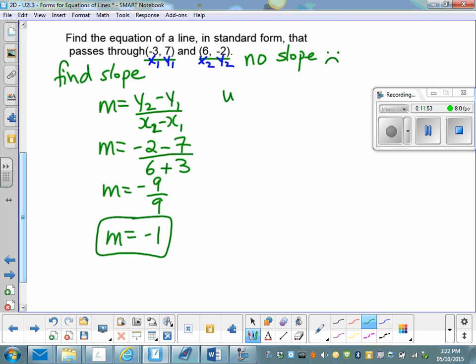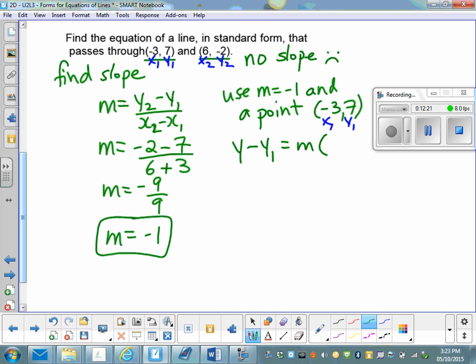So now I'm going to use m equals negative 1 and a point. It doesn't matter which of those 2 points I use. If one point was only positives or had smaller numbers, you could choose that. These are both pretty equal as far as difficulty goes. So I'll just choose that point there. And remember that that's going to be my x1 and my y1. I'll write down our formula for the equation when we've got a point and slope. I'll plug in what I have.